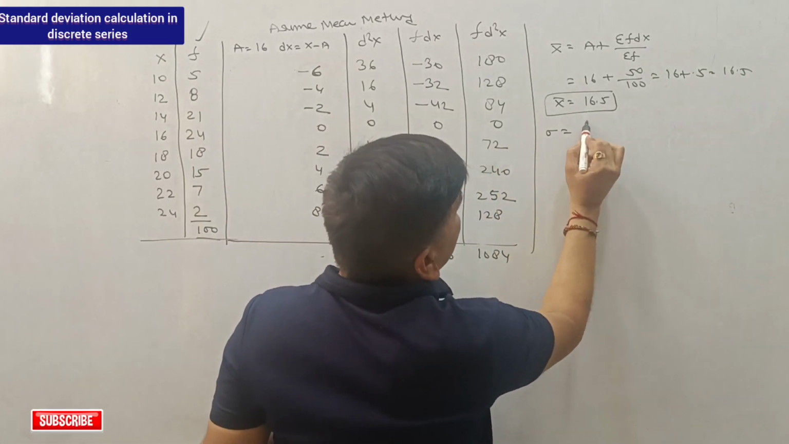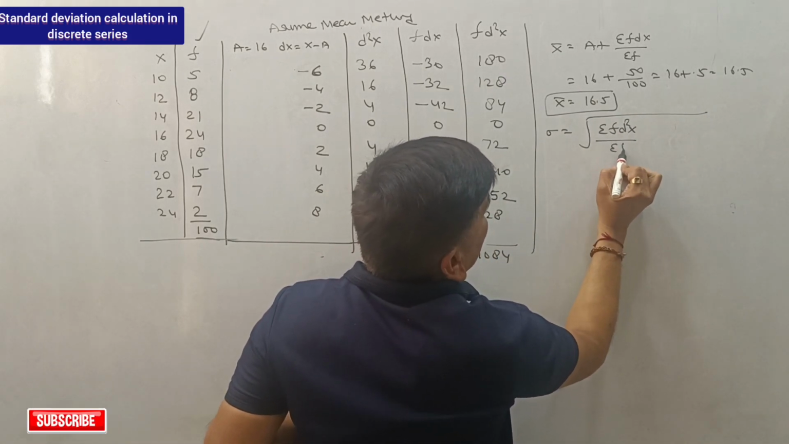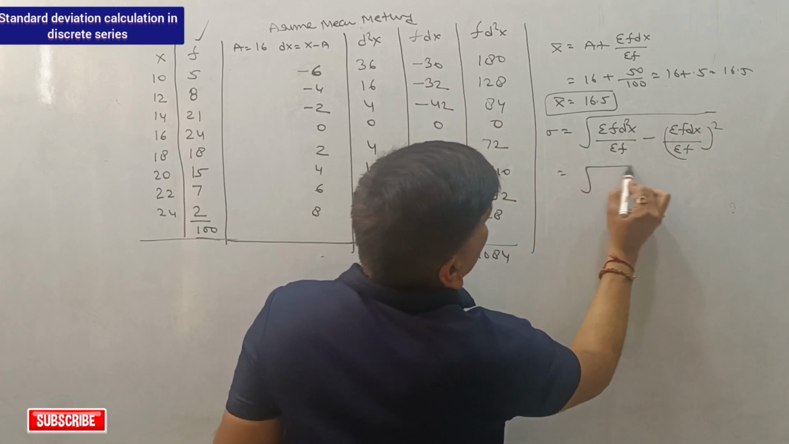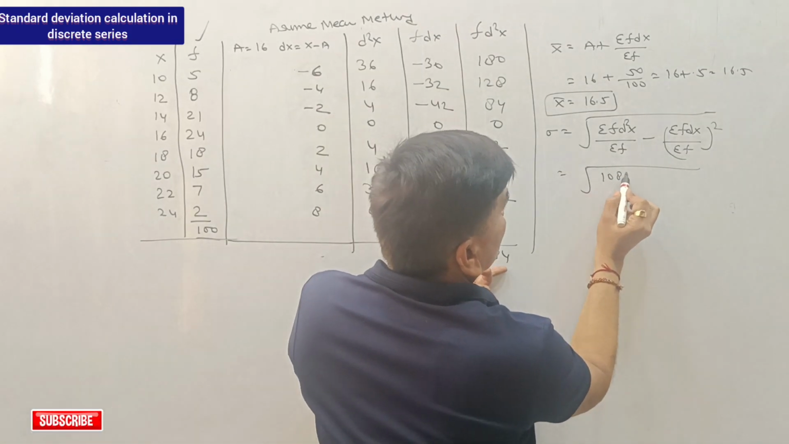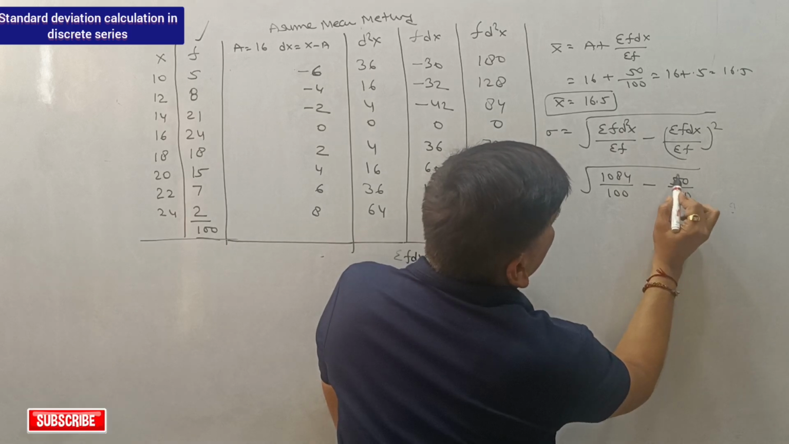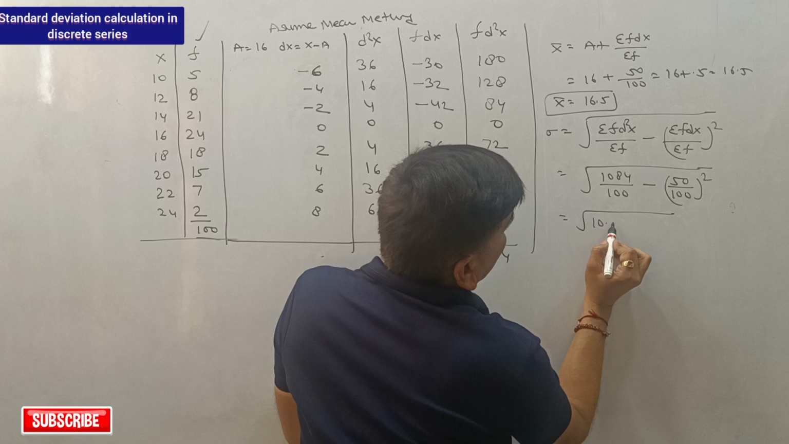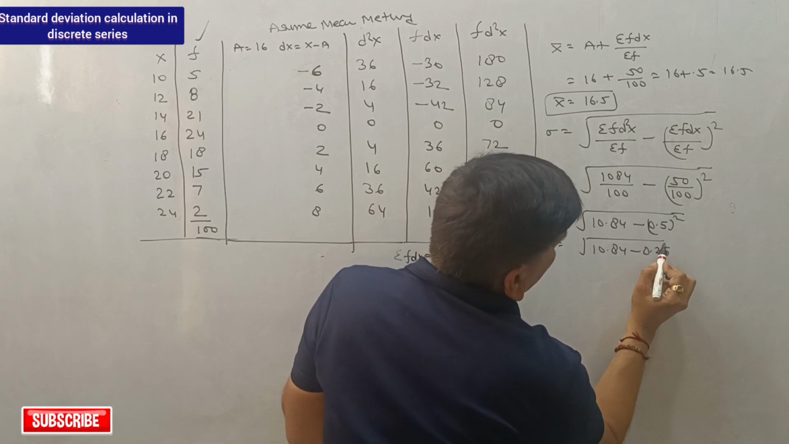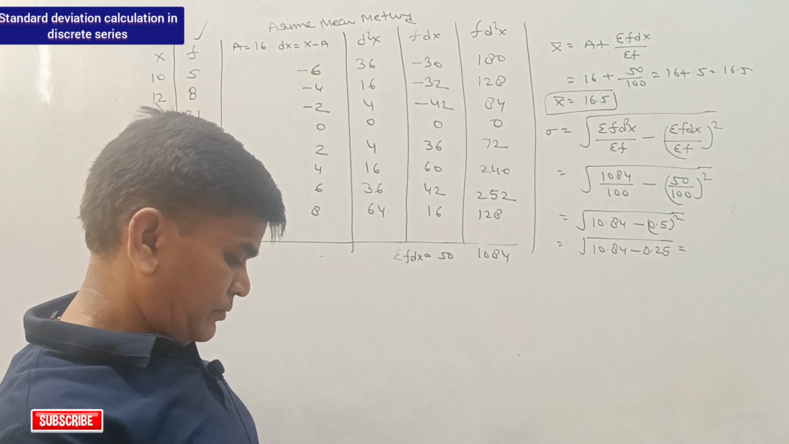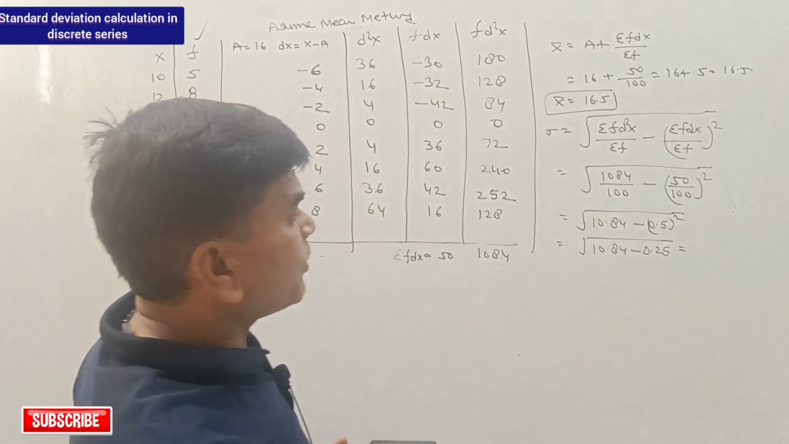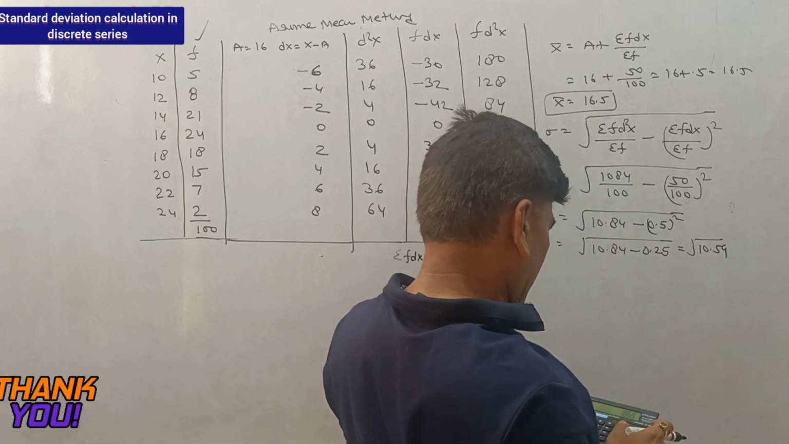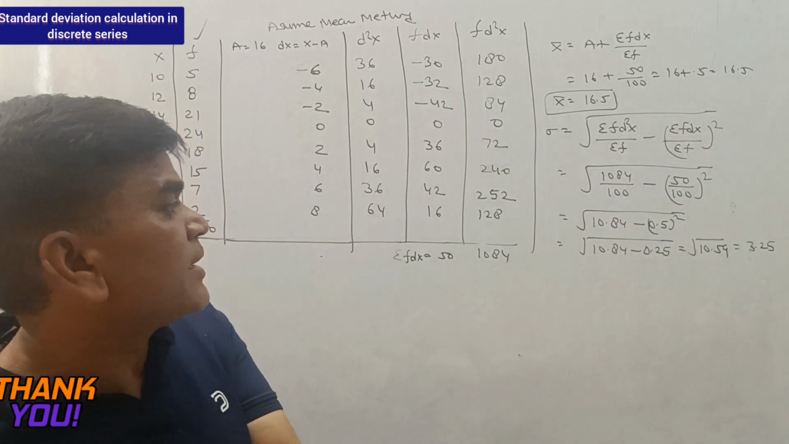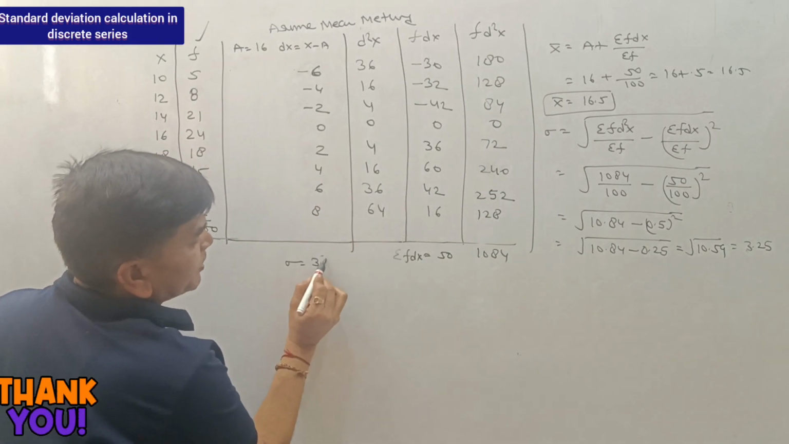For calculating standard deviation, the formula used is the square root of sigma f d square x upon sigma f minus sigma f dx upon sigma f, raised to power 2. So here 1084 divided by 100 minus 50 divided by 100 raised to power 2. That is 10.84 minus 0.5 raised to power 2, that is 10.84 minus 0.25, which is 10.59. The square root of 10.59 is 3.25. We already discussed in the direct method that the standard deviation value is 3.25.